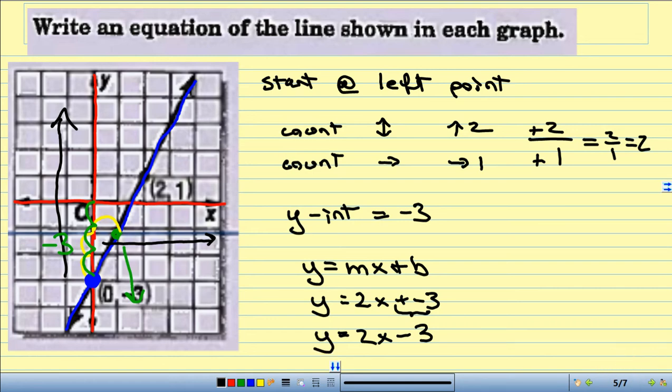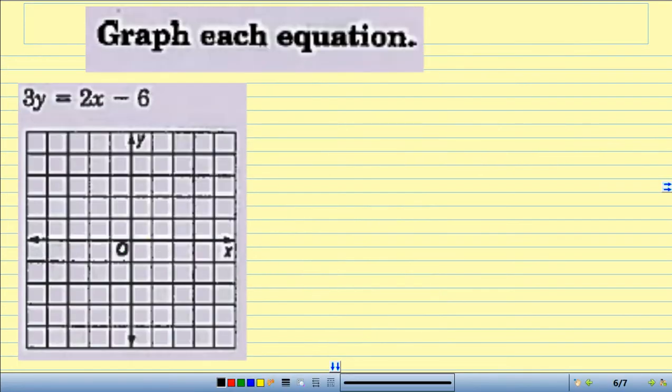You got a graph now. You're going to have a graphing problem. So I've got 3y equals 2x minus 6. I'm going to write it over here. 3y equals 2x minus 6. I need to get it in the form of y equals mx plus b. So I need to get y by itself.